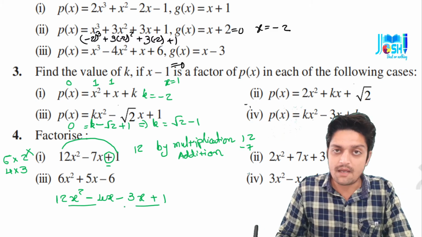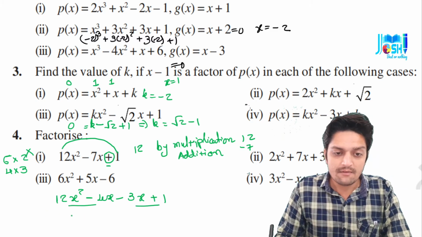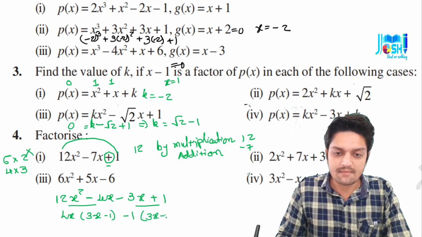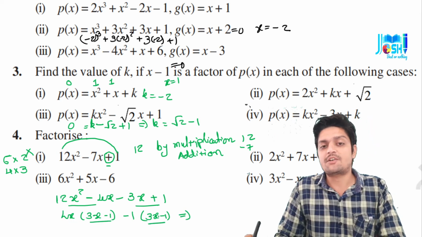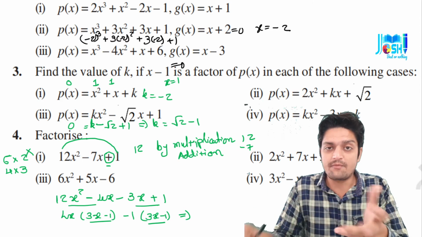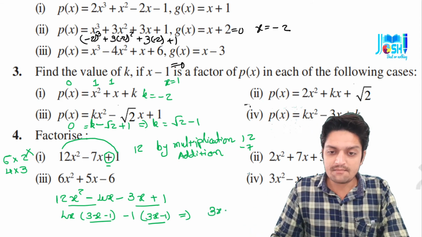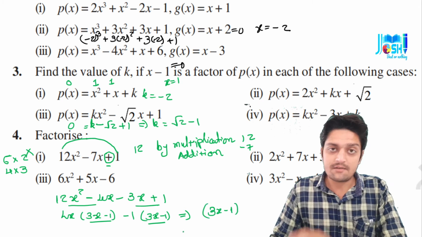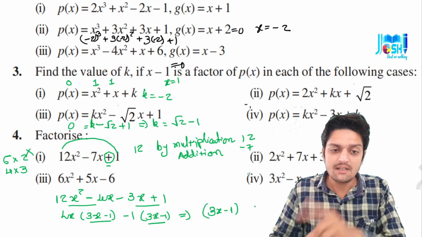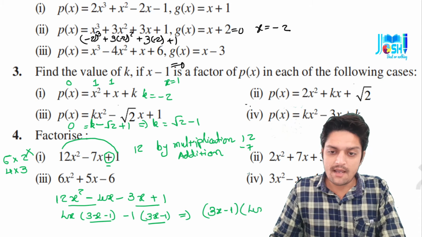Now make its pairs, and now 4x is common here. What will remain here? 3x minus 1, and minus 1 is common here, so what will remain here? 3x minus 1. And both these terms must become the same. If it is not the same, then remember you are wrong somewhere. So 3x minus 1 I will write as it is. That common term you have to write only once, and here 4x minus 1. So these are the factors.